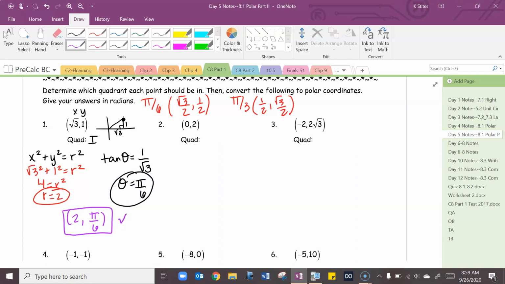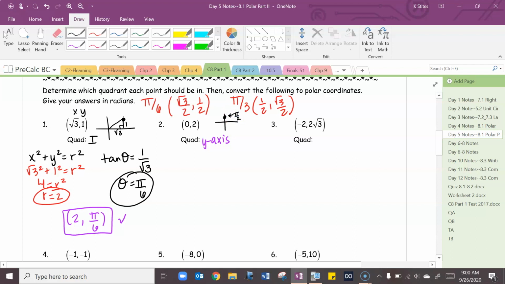This isn't really on a quadrant. This is on the y-axis, right? Well, whenever you have a point that's on the x or y-axis, your job becomes infinitely easier because we can identify what angle we are at right now. Straight up at (0, 2), that's at pi over 2.